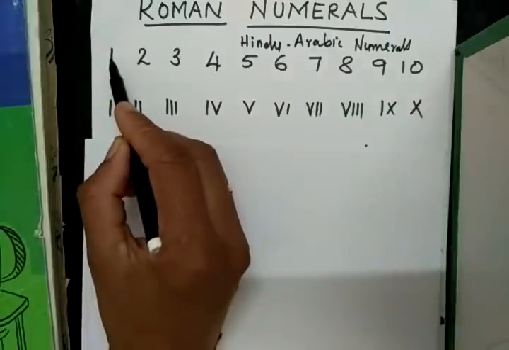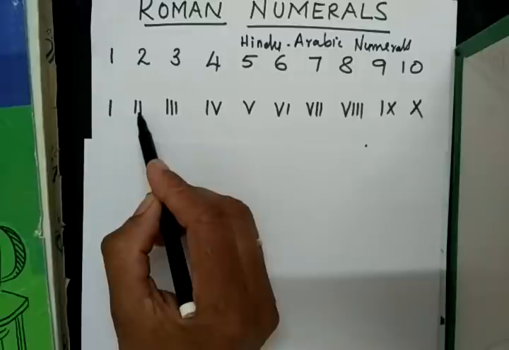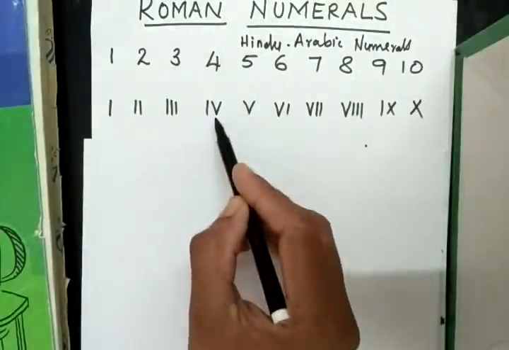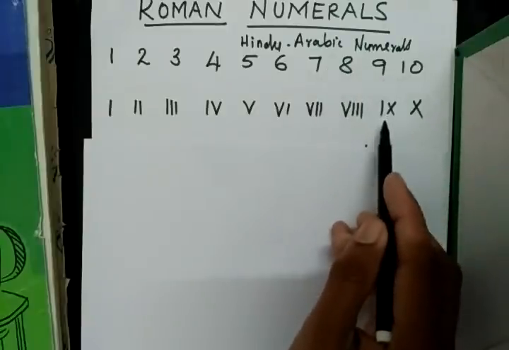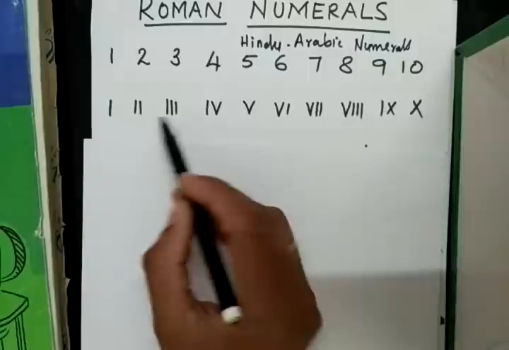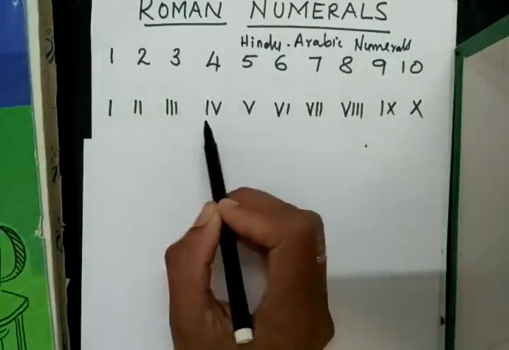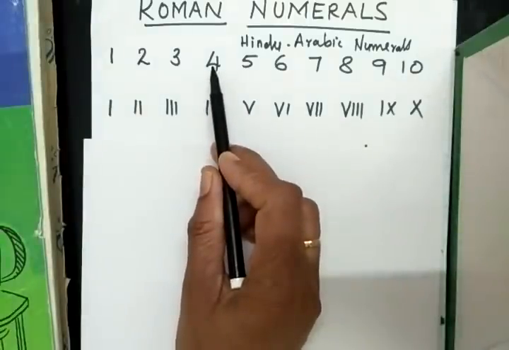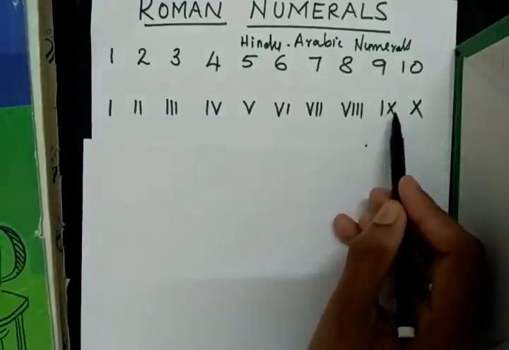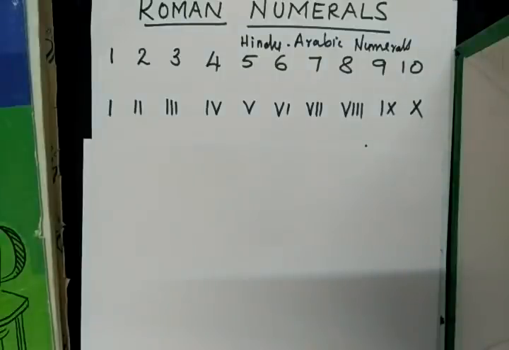Roman numerals: 1 is represented by capital I, and so on for 2, 3, 4, 5, 6, 7, 8, 9, 10. You see, Roman numbers are a combination of letters of the alphabet. This is I and this is V; the combination of these represents 4. This is I and X; the combination of these represents 9. So Roman numerals are combinations of letters from the alphabet.